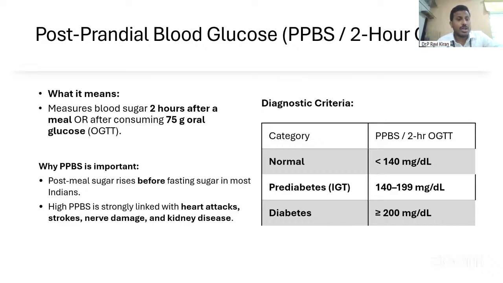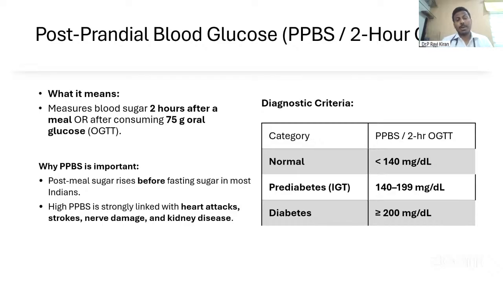It measures blood sugars 2 hours after a meal, after consuming 75 grams of oral glucose. Why is PBS more important? Post-lunch blood sugars rise before fasting sugar rises in most Indians. High post-lunch blood sugars are linked with heart attacks, strokes, nerve damage, and kidney disease. Ideally, a person's fasting blood glucose would be less than 100 and post-lunch less than 140. The rise is only 30 to 40 mg per deciliter even after a heavy meal.